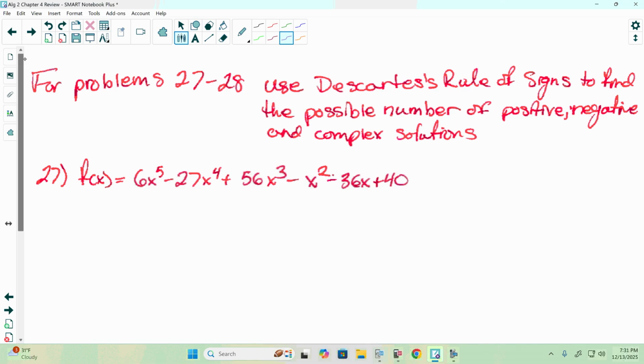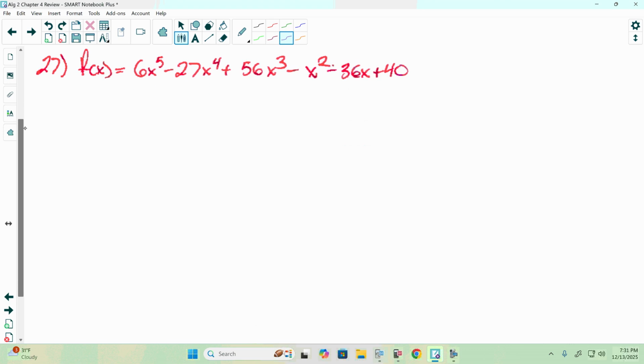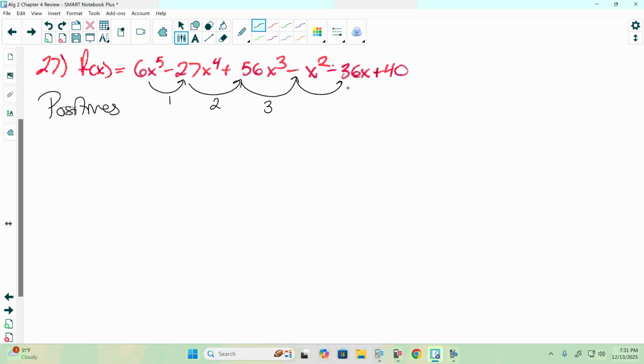27 and 28, we want to find Descartes' rule of signs. We're going to use Descartes' rule of signs to find the possible number of positive and negative zeros. And to find that, we count the sign changes. So for our positives, we just count the sign changes. From x to the 5th to x to the 4th, it goes from positive to negative, so that's 1. X to the 4th to x cubed, negative to positive, that's 2. We go from positive to negative, that's 3. Negative to negative, we don't count it. But negative to positive gives us 4 sign changes. So the number of positive zeros is 4, or an even number less than it.